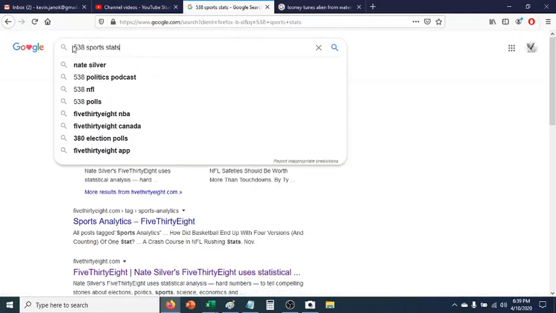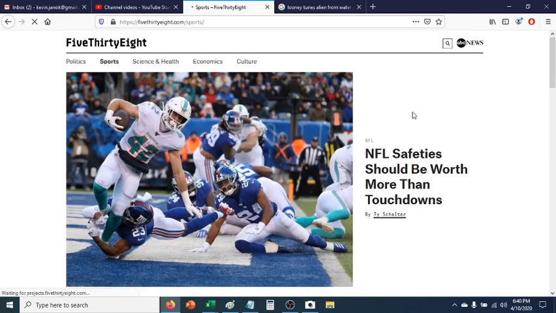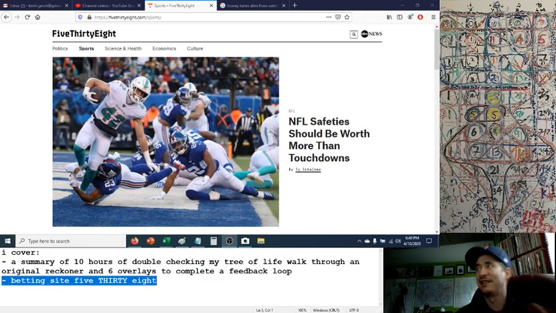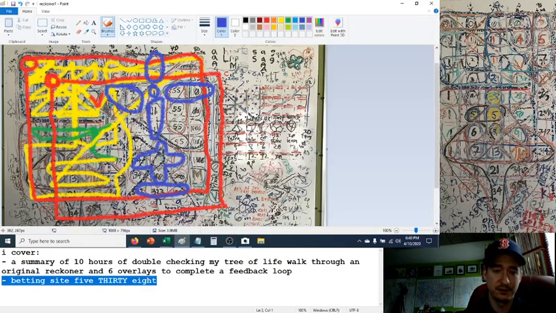Okay, 538 sports stats, and then I get this. Sports analytics, sports, you know, they're a data company, or they take metrics. They're a big stats player, and a lot of their stuff's on stats. Whatever, they do other things too, but I just like to say that either that's a coincidence that it's 538 or not. Okay, so again about this here.